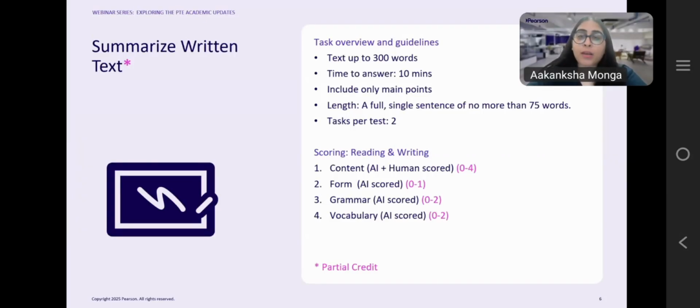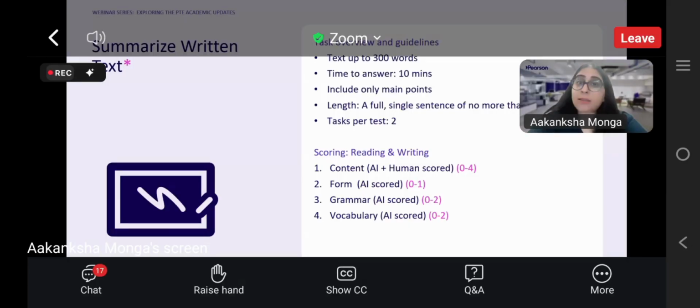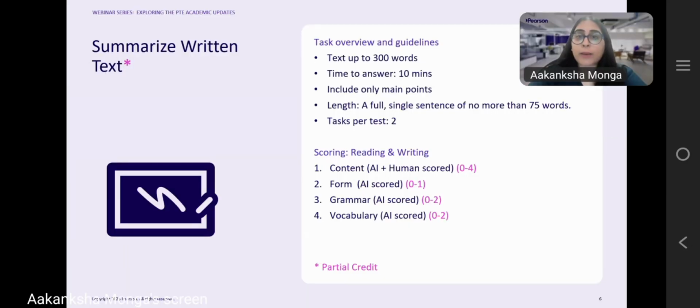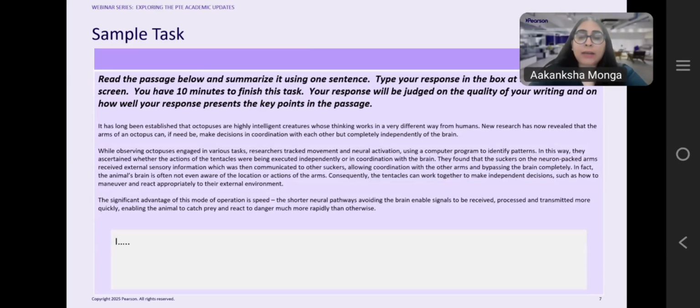So very quickly to recap, summarize written text, as the name suggests, refers to a question type where candidates will read a text and then summarize it within 10 minutes. The key point to remember here is that this summary has to be written in one single sentence. Let's take a look at what this question type looks like. This is an example of what this question type looks like in the actual test.